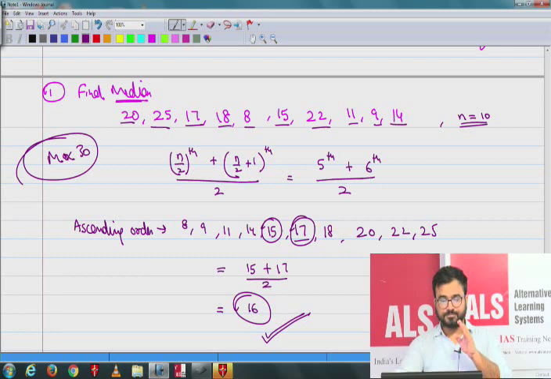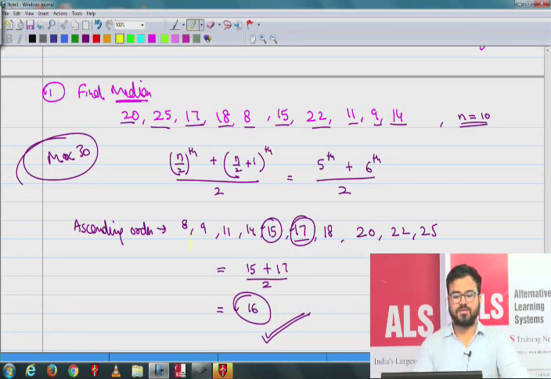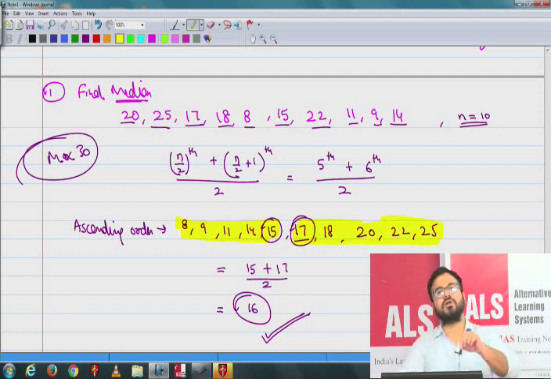It represents that 50% of the students got marks less than 16 and 50% got marks greater than 16. So these 5 students got marks less than 16 and these 5 students got marks greater than 16. It is not necessary that the median value has to be part of the data. It only gives us the middle value of the data, which shows that 50% of the data is less than this median value and 50% is above the median value.